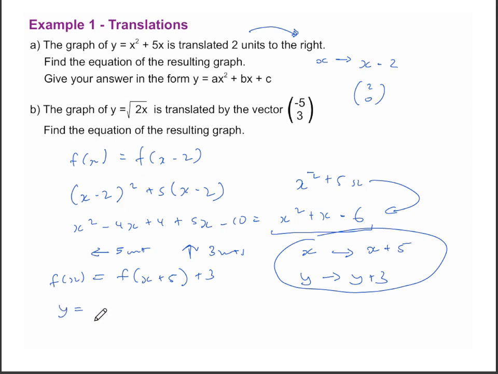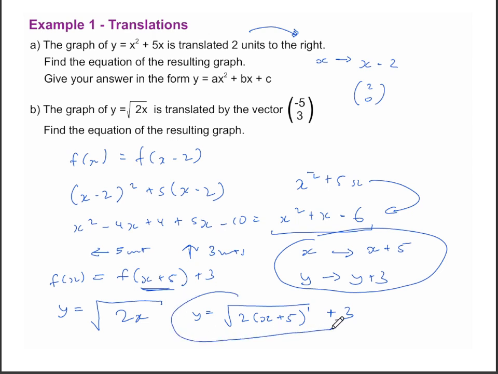So y equals root 2x. Now your x is becoming x plus 5, and then you're adding 3 at the end. So y will equal root of 2(x plus 5). Then you're adding your 3 at the end. And that's going to be your answer for your translation, (negative 5, 3).